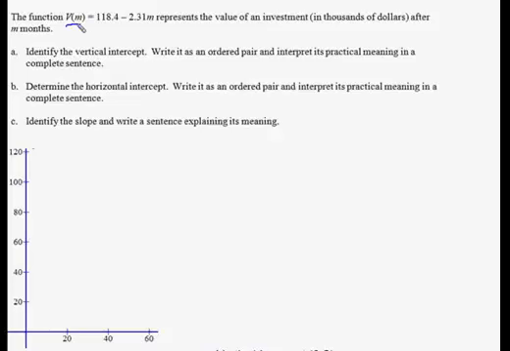In this problem, we're given the function V of m, which represents the output of my function, and it's the value of an investment in thousands of dollars, and m is the number of months after the investment was made. We are to identify the vertical and horizontal intercepts and the slope and interpret their meanings. So I'm going to start with parts A and B, where we find the vertical and horizontal intercepts.